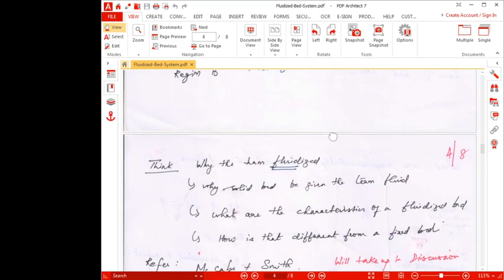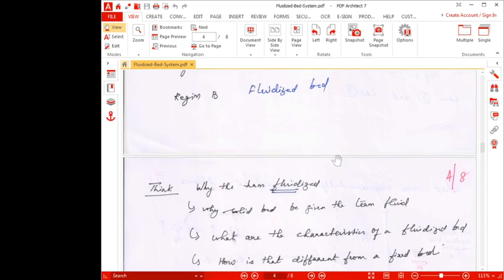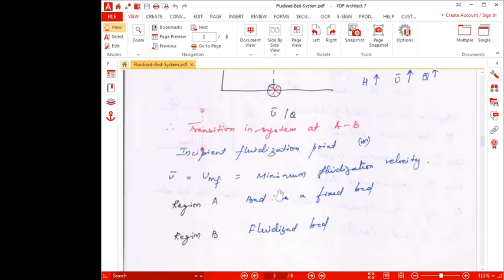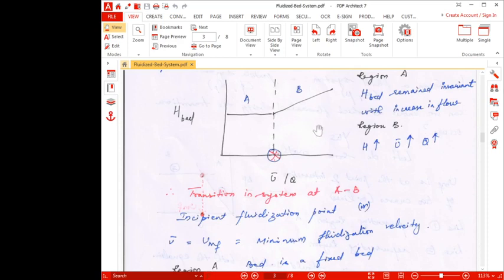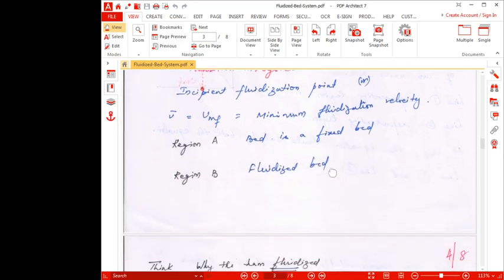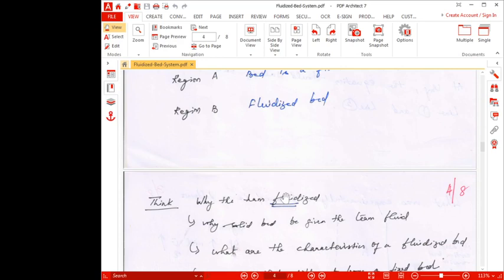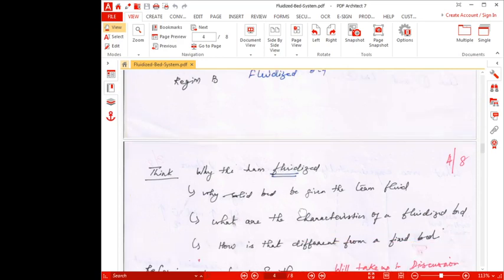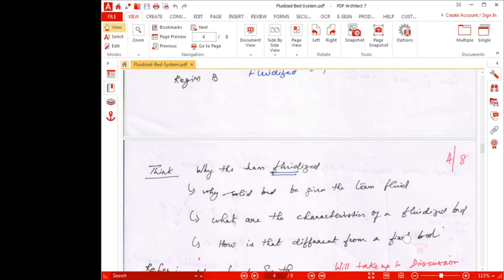At this point I would like to pause and give you some exercises to think about. Why is the bed beyond this point called fluidized? We know why it is called fixed: when we say it is fixed, the particles are not moving. Now why is this region called a fluidized bed? Why is the term fluid being used? What are the different features observed in a fluidized bed compared to a fixed bed?